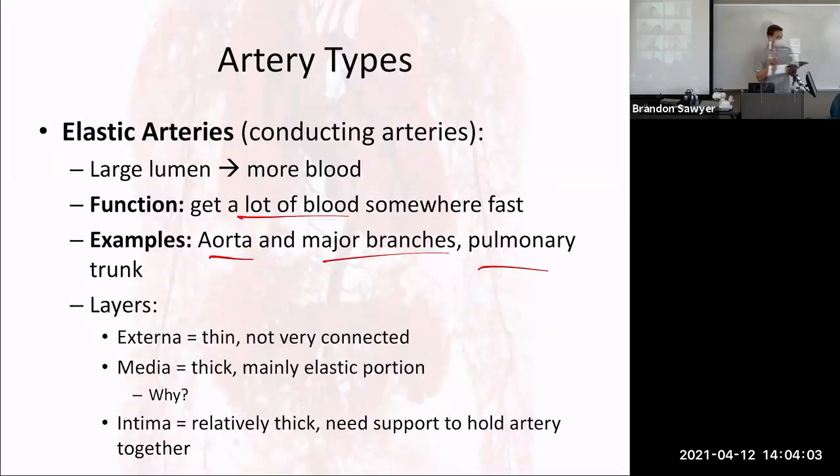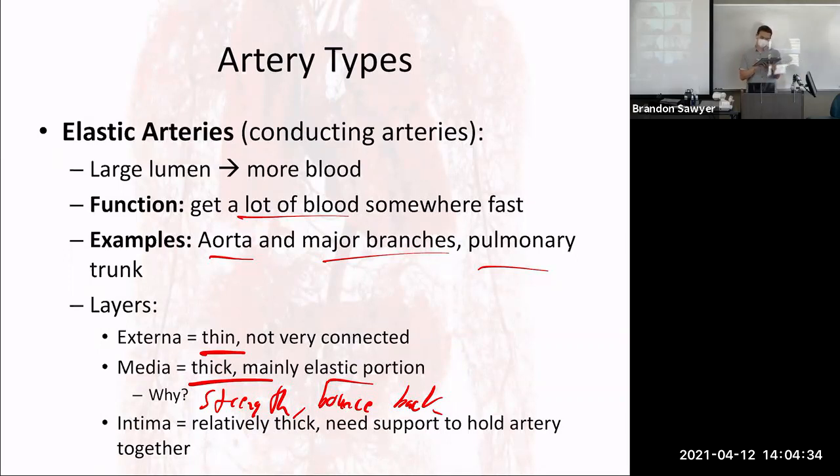They have those same layers. The externa is somewhat thin because it's not really that interconnected. They're so thick they don't need connective tissue to hold themselves together. The media is extremely thick, mainly the elastic portion, to give it strength so it doesn't burst under lots of pressure. That's the main reason there. And then to give a lot of bounce back too, because this is the most important place to keep blood pressure up, right there where the pressure begins, at the heart. And then the intima is relatively thick as well. Again, it needs that support to withstand that pressure.